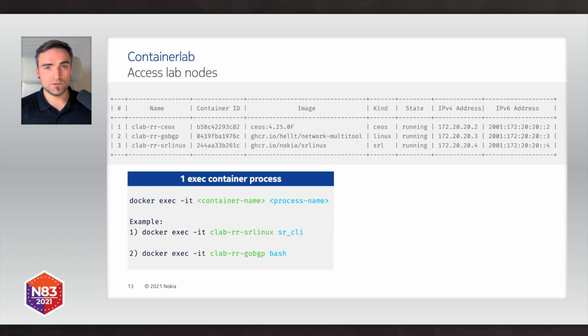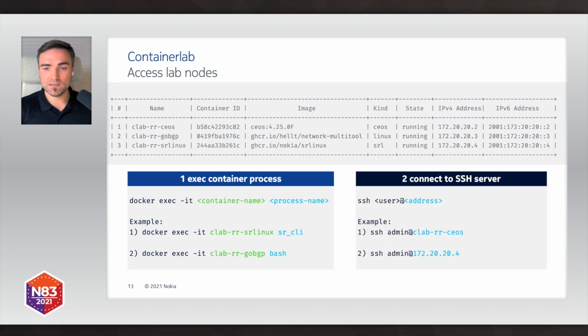And to access the nodes, we have several ways to do that, actually. First, as we work with containers, we can execute a process inside the container. And to do that, we will leverage the Docker CLI and its exec command. So I have 2 examples here down below, which demonstrate how you can execute the sr_cli process inside the SR Linux container, or you can call the bash process inside the GoBGP container, for example.